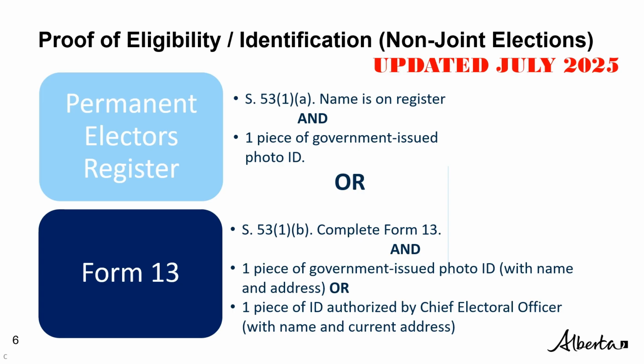Also, please be aware that copies of Form 13 must be made at the voting station and then be used to revise the PER after the election. This is set out in Section 91.1, which is new for this election.